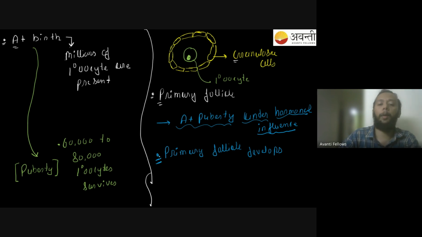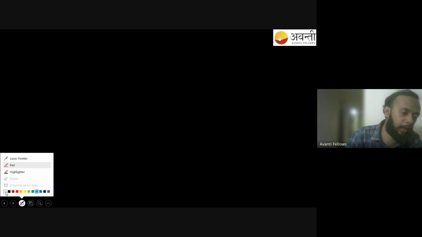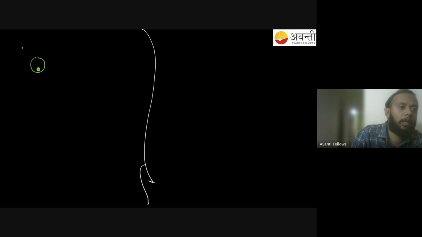Now let's see what actually happens with the primary follicle. Let's see how the development is going to happen over here. So now let's pay attention and try to do some kind of development over here. In the center, you have your primary oocyte. You have the outer layer over here, the outer layer of granulosa cells. That was my primary follicle, right?